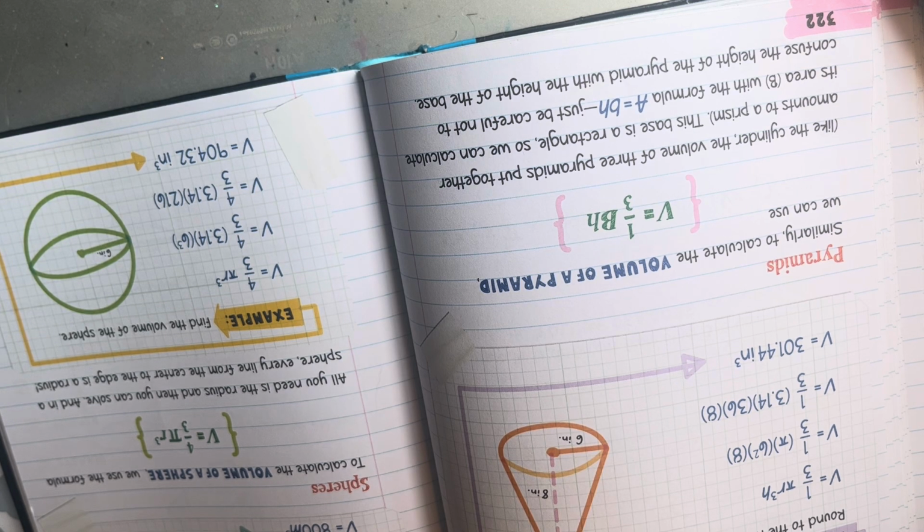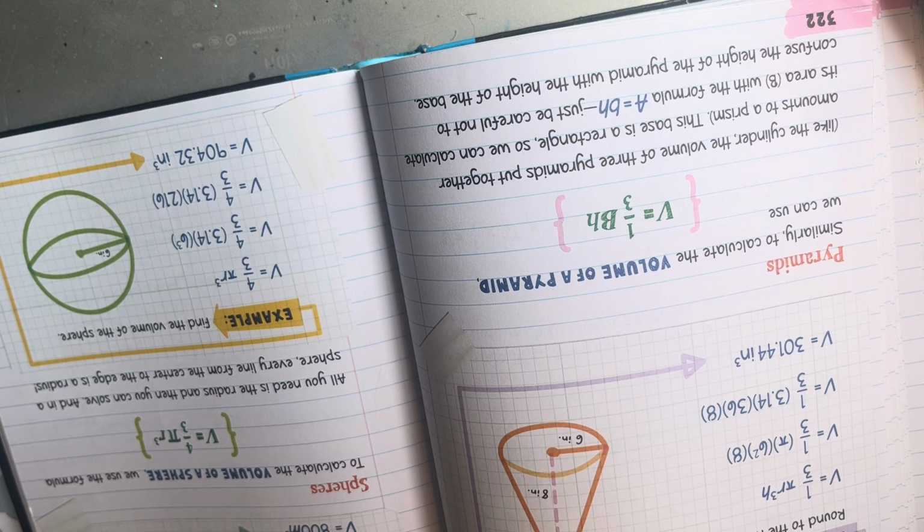inches cubic. So pyramids. To calculate the volume of a pyramid, we can use V equals 1/3 times base times height. Like the cone, the volume of 3 pyramids put together amounts to a prism. The base is a rectangle, so we can calculate its area B with the formula A equals base times height. Just be careful not to confuse the height of the pyramid with the height of the base.